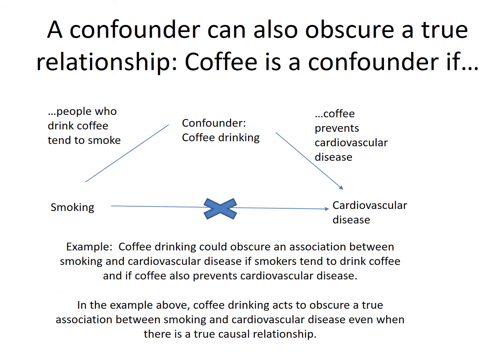The other way around is that maybe there really is a relationship between smoking and cardiovascular disease, but if, for example, coffee drinking actually prevents cardiovascular disease, then if smoking and coffee drinking are associated with each other, it would work against the appearance of this relationship. So there might really be a relationship, but because people who are smoking are also drinking coffee, it looks like there is no association. So it takes away the real effect. In the above example, coffee drinking actually acts to obscure the true relationship. So it confounds by obscuring.